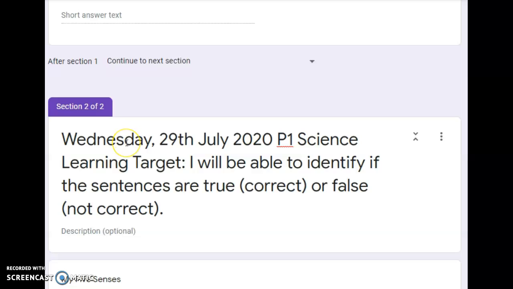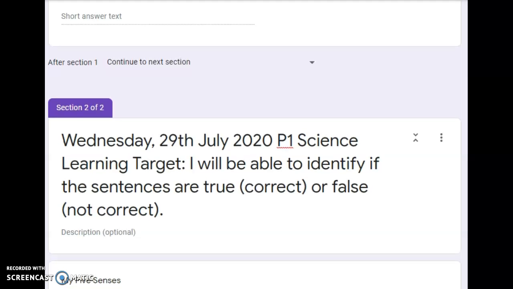Today is Wednesday, the 29th of October 2020. For today's learning target, you will be able to identify if the sentences below, which I'll show you later, are true, meaning correct, or false, meaning not correct. This is a continuation of our 5 senses review.